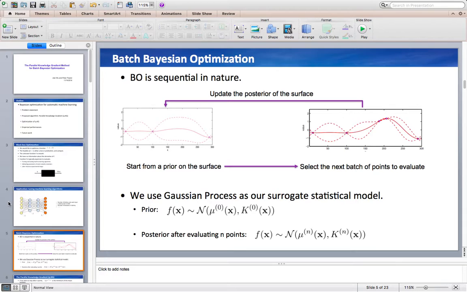We start from some initial design, and according to some acquisition function, we select the next batch of points to evaluate. After evaluating these points, we update the posterior of the surface. And in this work, we use a Gaussian process as our stochastic surrogate model.